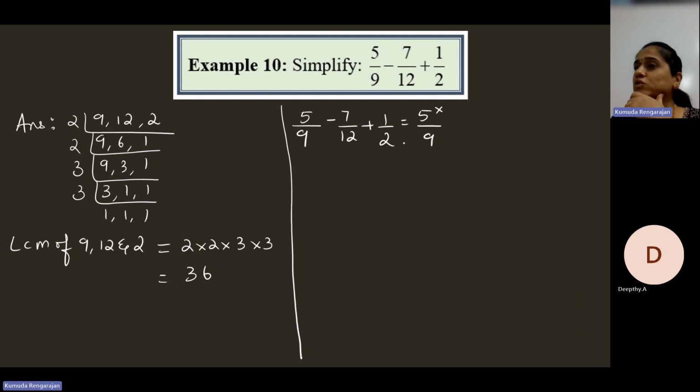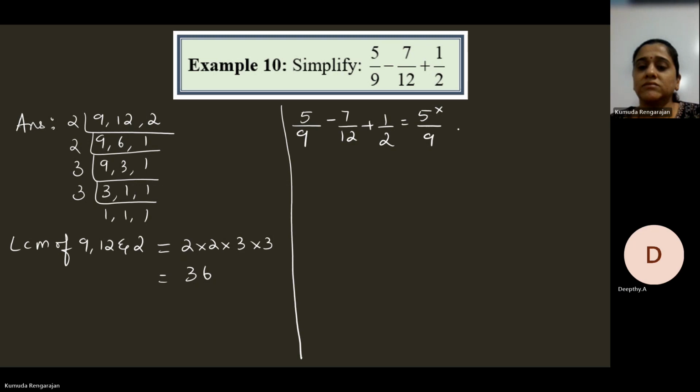So 5 by 9, multiply the numerator and denominator by... No, the LCM is the same, right? 9. Oh, you're doing it in parts, huh? First, you're doing 5 by 9 minus 7 by 12. No. You should do it as a whole. You must work it together. Don't do it in steps like that. Work it as a whole. That's not wrong, but you have to do it like this. You're not wrong. You can do it too, but you will go wrong with the sign.